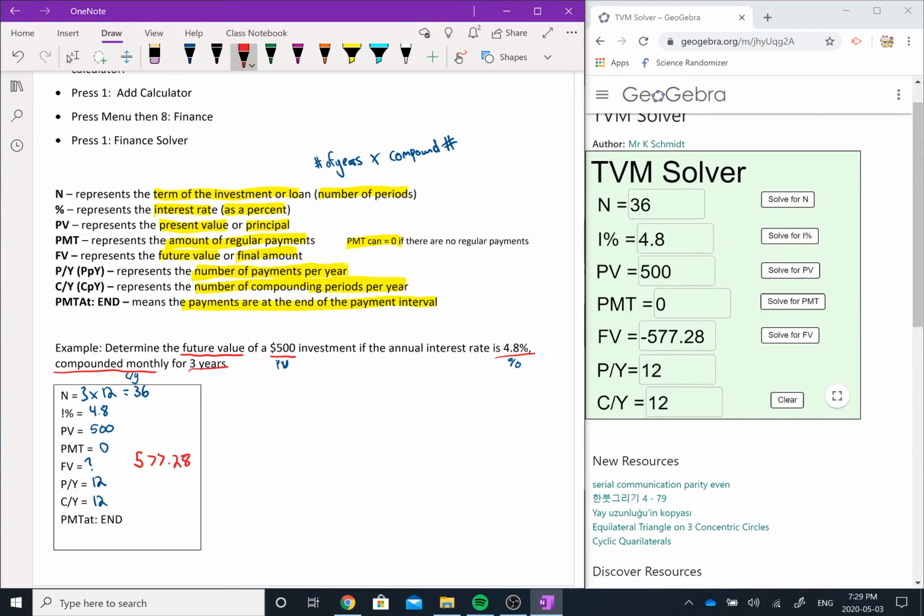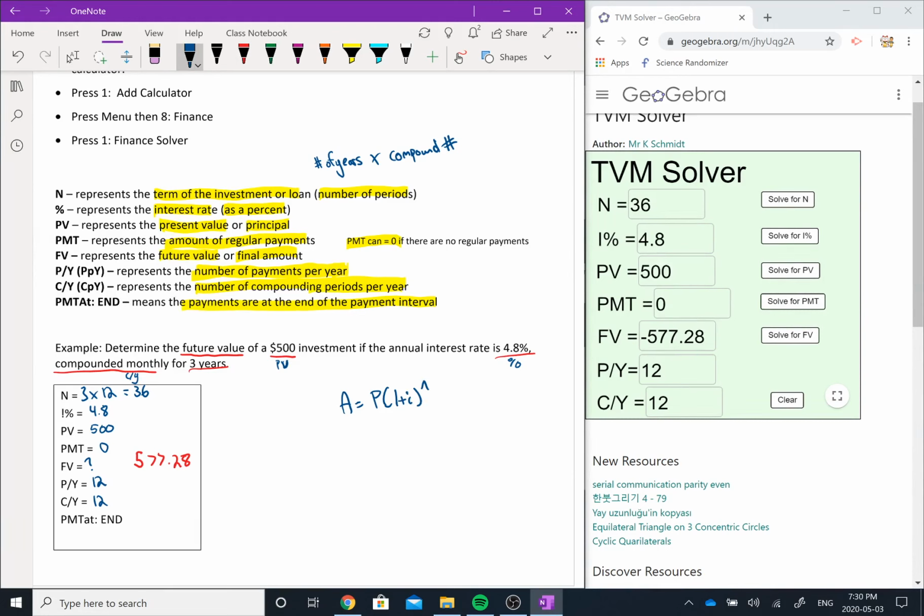Basically, for our case, what the TVM solver is doing, it calculates it as money owed. So if we owe $500 in the beginning, our future amount, we're going to have to owe $577.28, which is why it's negative. So again, don't worry about the sign, just worry about the number. Now, our TVM solver did all the calculations for us. We're just going to go through and do those calculations just for this one question, just to confirm that it is right and we are doing it correctly.